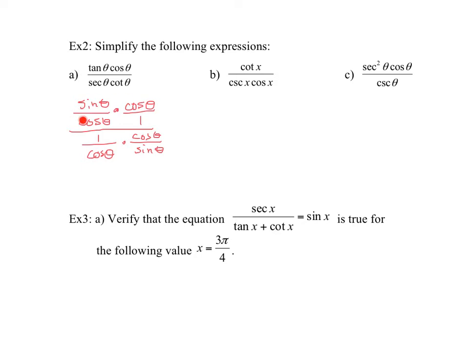Let's just look at the numerator first. Notice that we can cancel out the cos theta, and here we can also cancel out cos theta. So what would we have left? We would have sine theta over 1. So I'll just write sine theta left on the numerator. And on the denominator, I have 1 over sine.